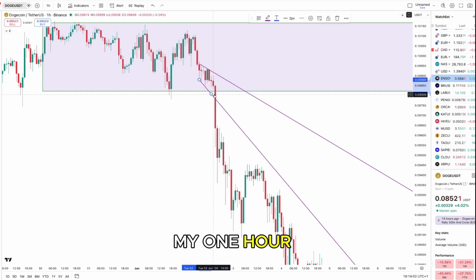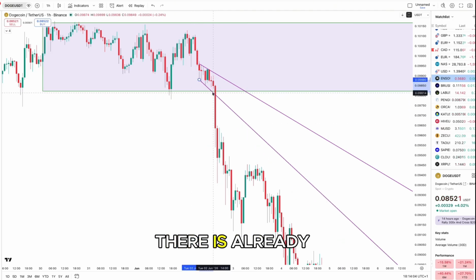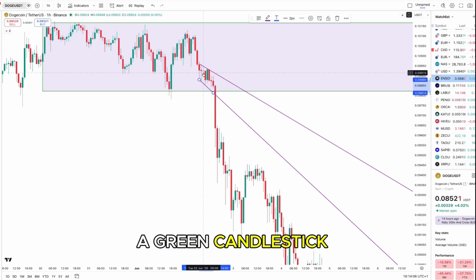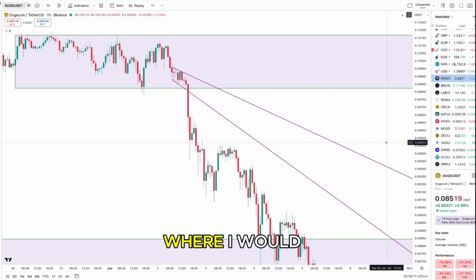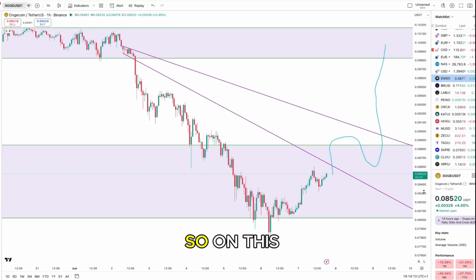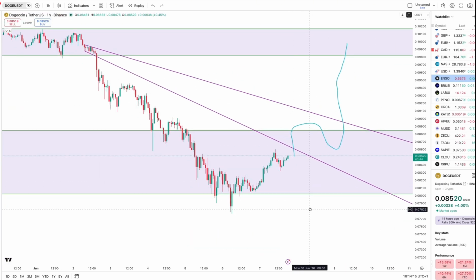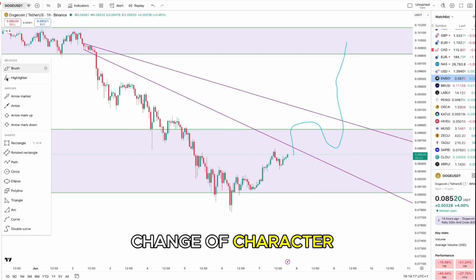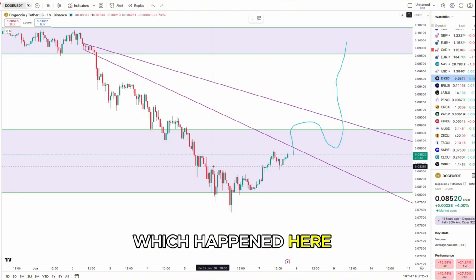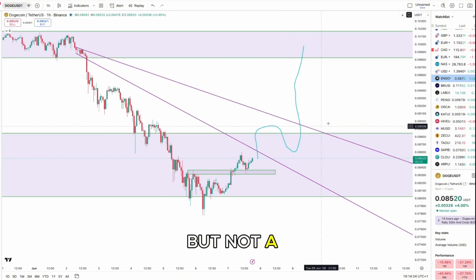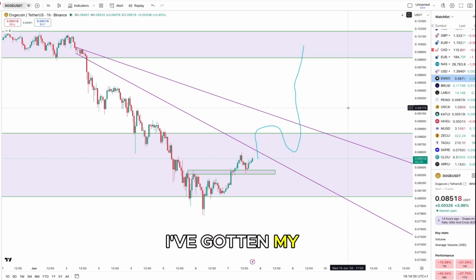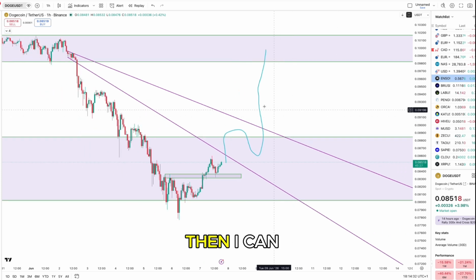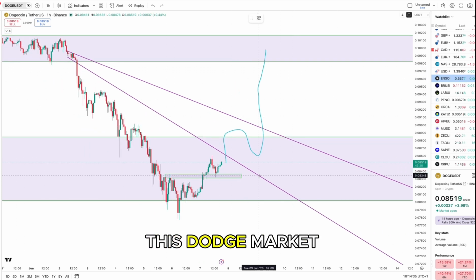I'm stopping on my 1 hour because on this 1 hour there is already a red and a green candlestick which indicates a retracement. So this is actually where I would stop. So on this 1 hour, I've gotten a change of character which happened here. I've gotten a change of character but not a breakout yet. So now, since I've gotten my change of character, I can decide to scale this Doge market.